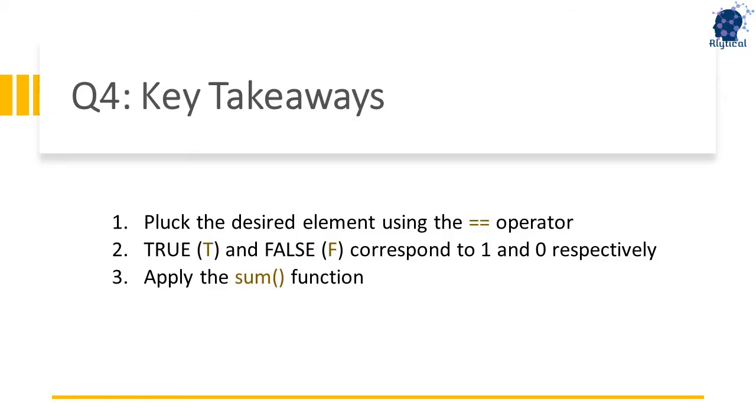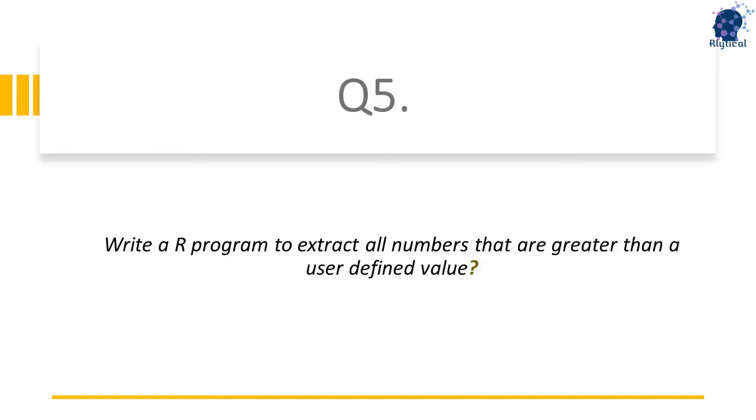We learned to use the double equals to operator to identify the desired element inside a vector. We understood that true and false correspond to 1 and 0, and hence we can apply our learnings in vector arithmetic to vectors with logical or true-false values. Finally, we learned to sum the values within a vector using the sum function. Let's move to question number 5.